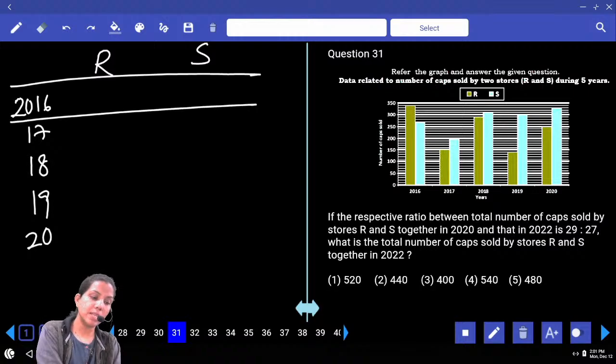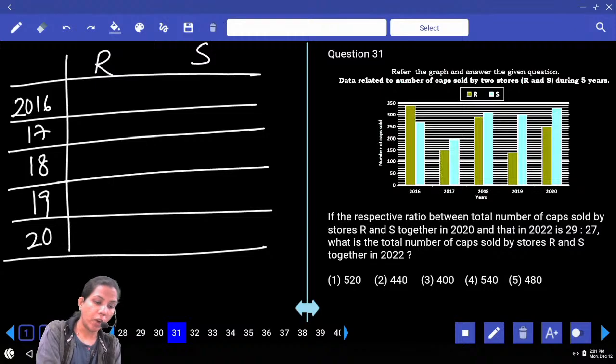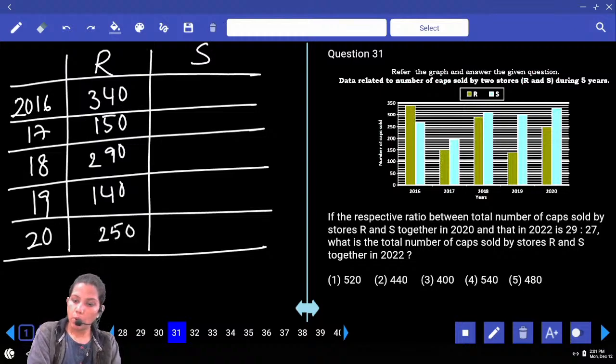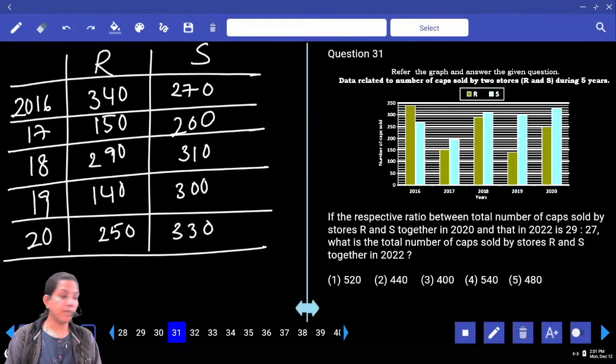So what is the 2016 R value? 2016 R value is 340. 2017 is 150. 2018 is 290. Next value 140. Next 250. And the S values: first 270, then 200, next 310, 310, 300, and 330.